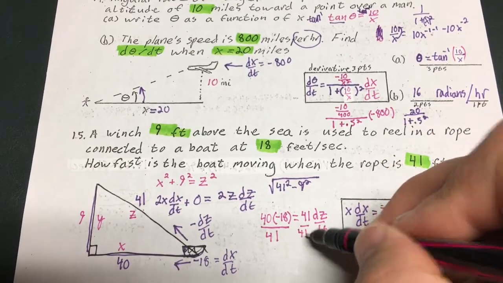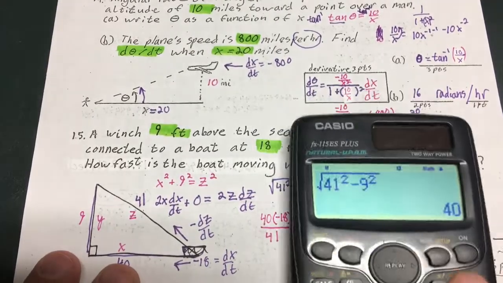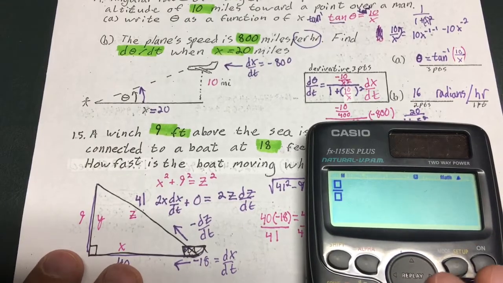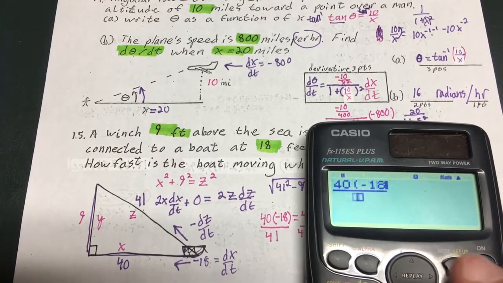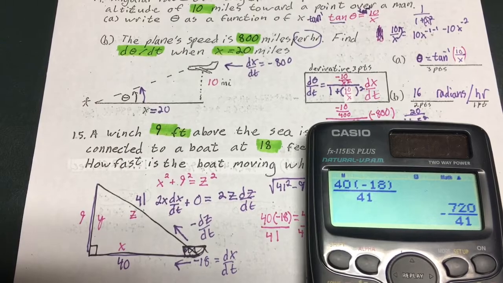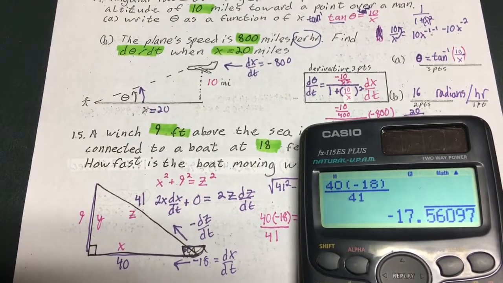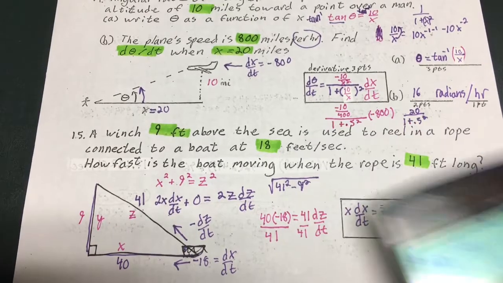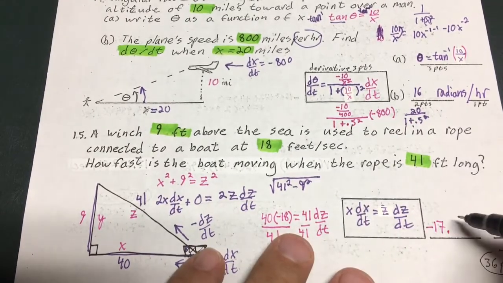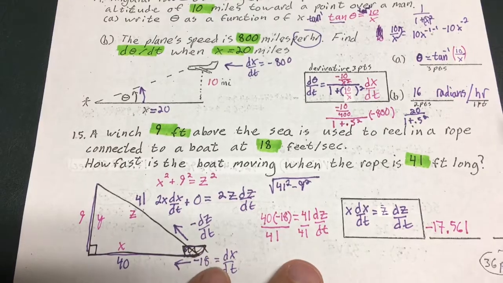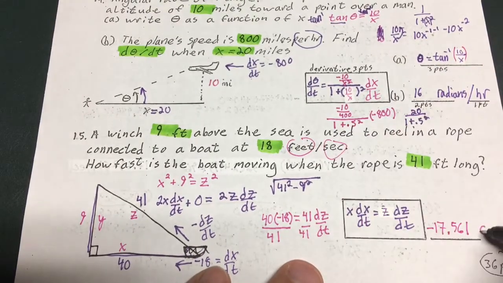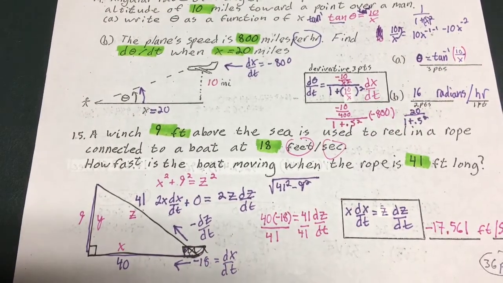That's probably my answer. I don't know if I can simplify it or not, so I'm just going to plug it into the calculator. 40 times negative 18 all over 41. I think that's fine. It gives me negative 720 over 41, which as a decimal to 3 places is negative 17.561. Let's see what the units are. It's feet per second. Thank you.